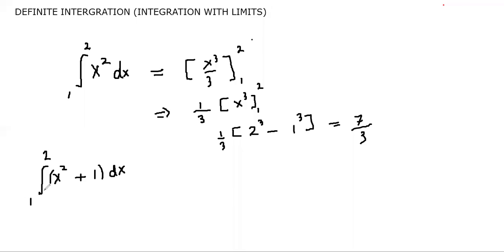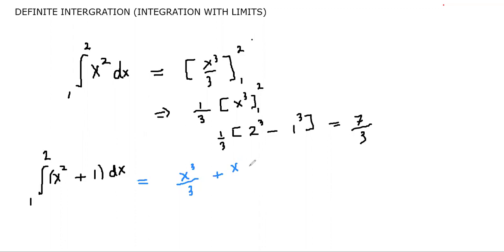Suppose I have to solve this question, that is integrate x square plus 1 with limits 1 and 2. In the lower we have 1 and in the upper we have again 2. Now how to do the integration of this? This was done in the last video. That x square is x cubed by 3. You know this formula. Plus integration of 1 is x. It was explained in the last video. x cubed by 3 plus x.